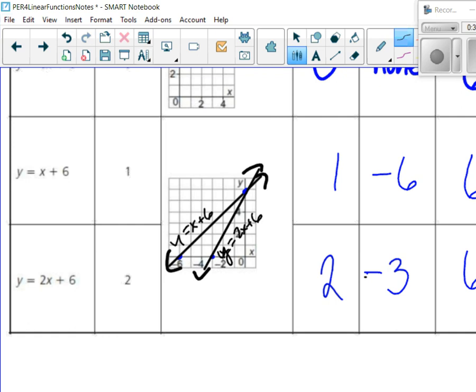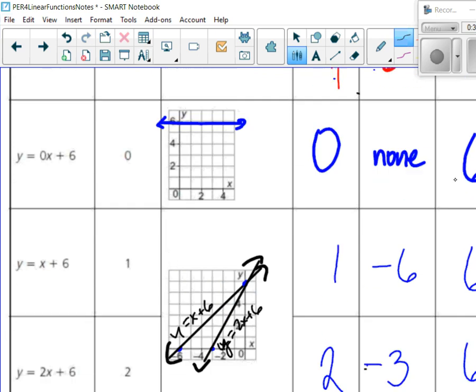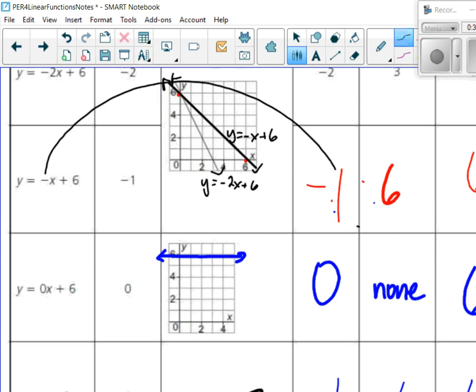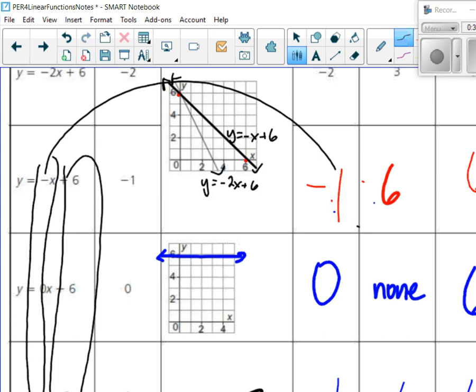Has anybody discovered anything about the pattern? What's the other pattern besides that? Yeah, they all go through 6s. What do you notice about the equation? They all have 6s right here. Guess what this spot stands for? The y-intercept. So the first number here that's multiplied by the x, what was that again? Your slope. The number that's added to the x after, what is that again? Your y-intercept. Very good.